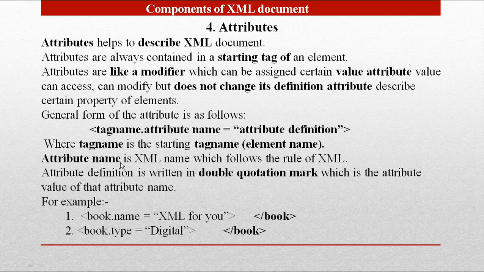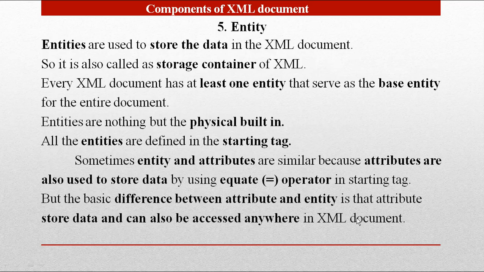that is the element name, and the attribute name is an XML name, which follows the rules of XML. The attribute definition is written in double quotation marks, and it is the attribute value of that attribute name. So here is an example: book.name equal to "XML for you". So this is the attribute value of book.name. So book.name is the attribute and the value is XML for you. Here /book is completed, and book.type equal to "digital" in double quotes. Here too, digital is the attribute value.